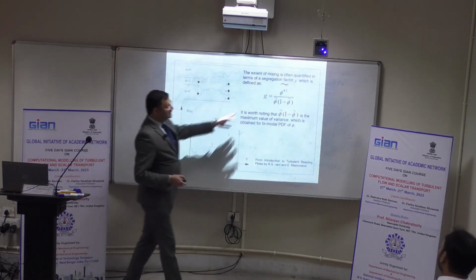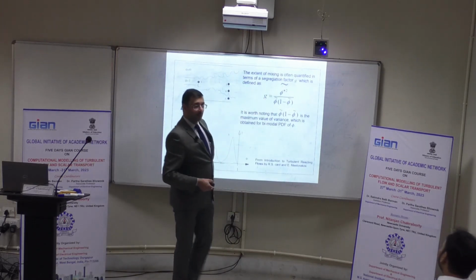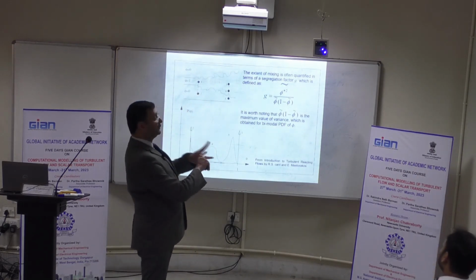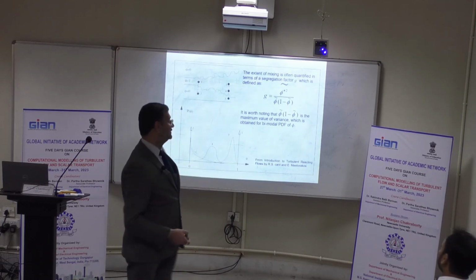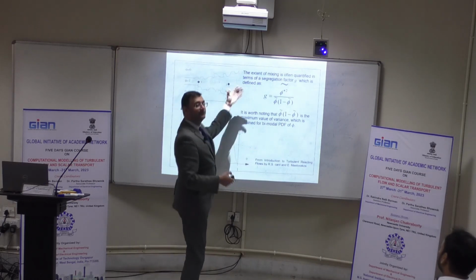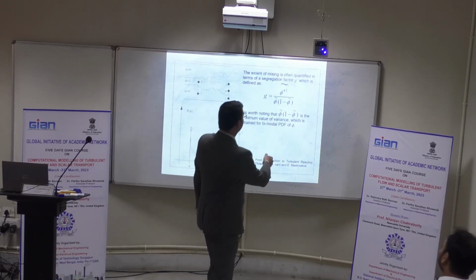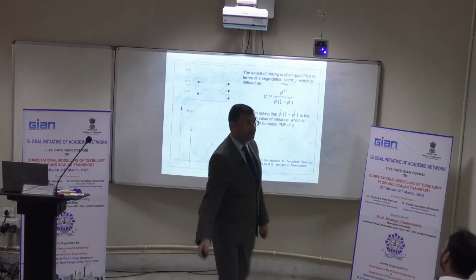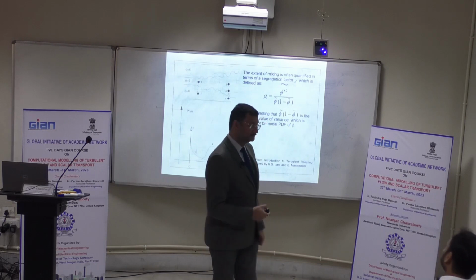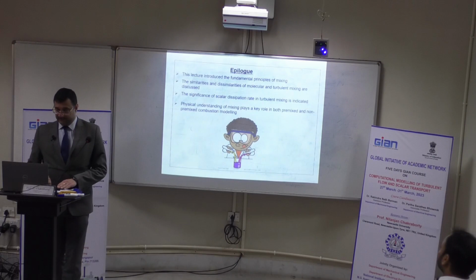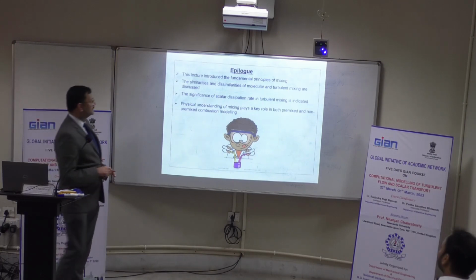So G equal to 1 means it is completely unmixed. G equal to 0 means fully micromixed. Okay? Under a fully micromixed state, this one will go to 0. The variance will go to 0. So, with that, let us stop the first lecture.